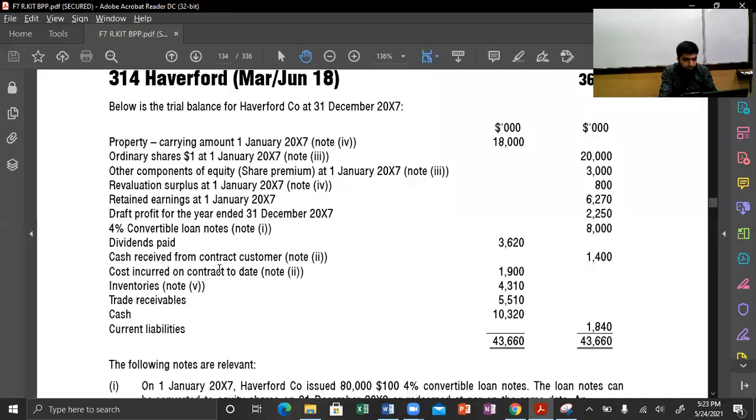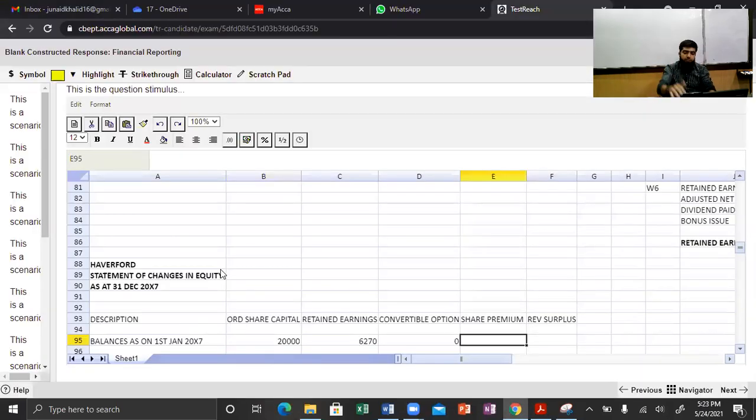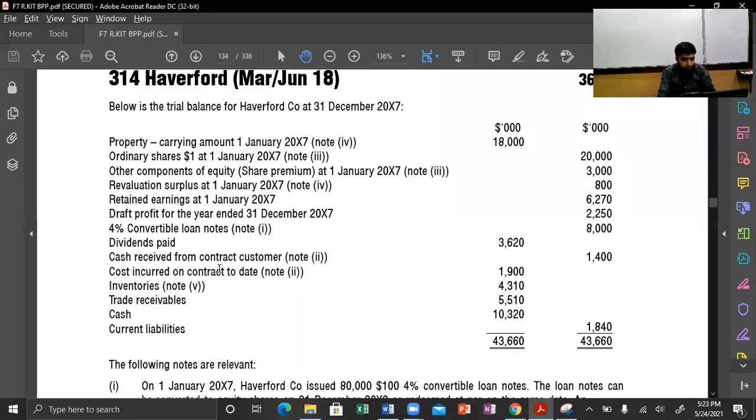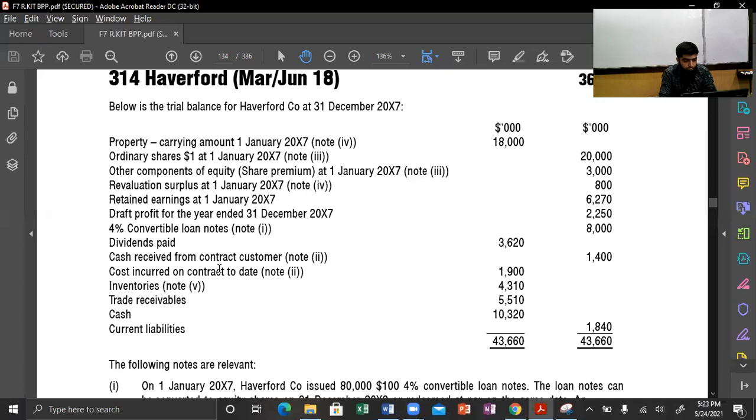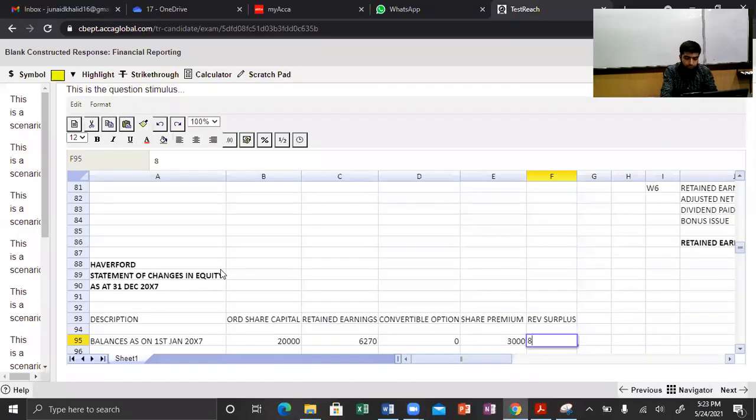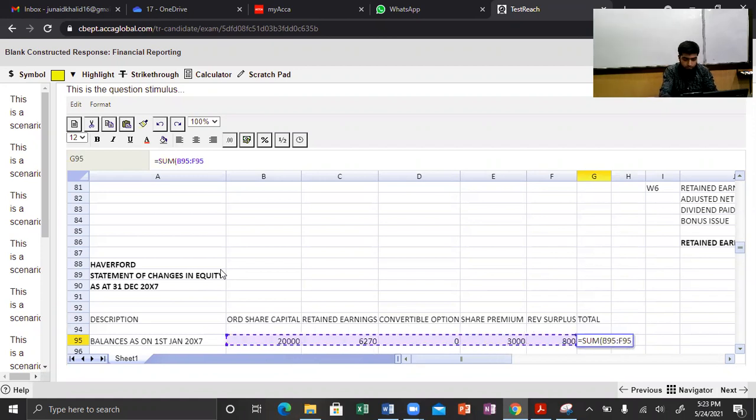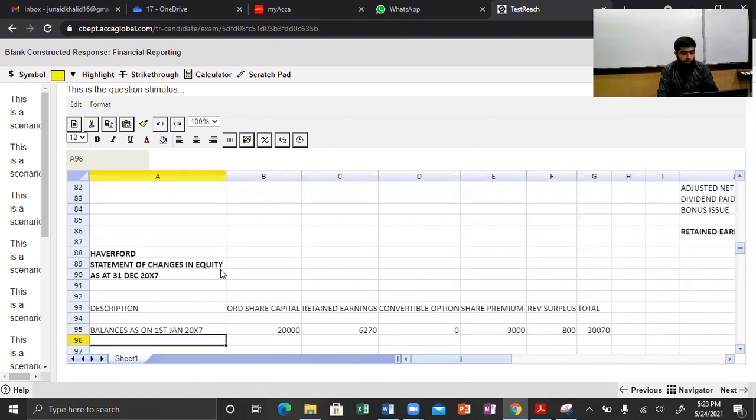6270. For the convertible option, there was no closing balance, as this was created in the middle of the year. The share premium balance was 3000, and the revaluation surplus balance was 800. So those were the opening balances, and finally we can have a total. We apply the formula, that is sum, so that is the closing balance, the total.